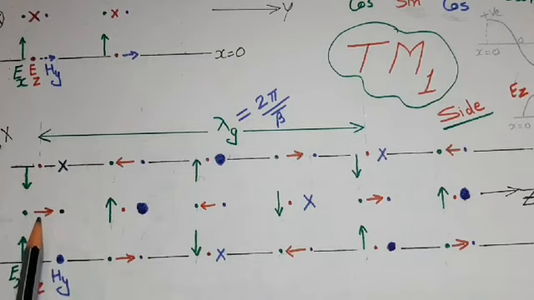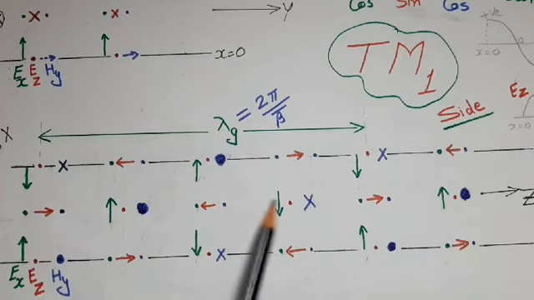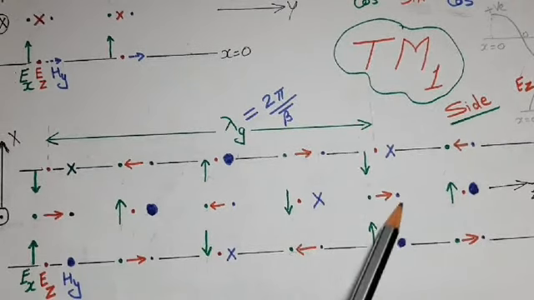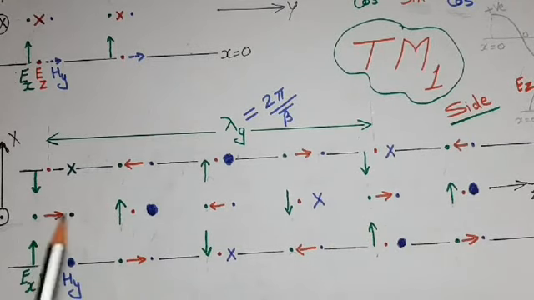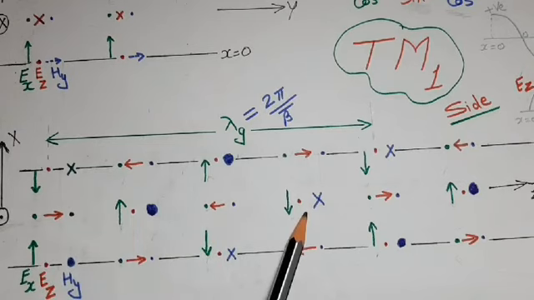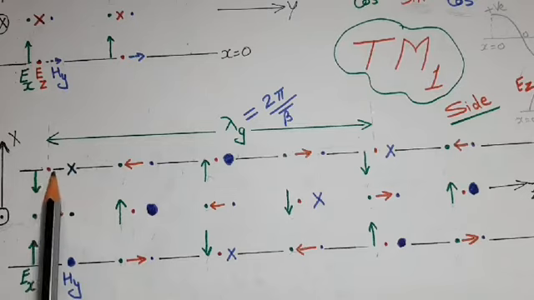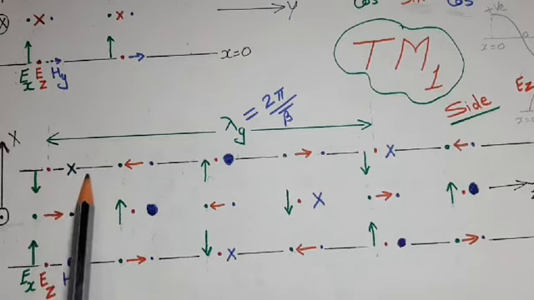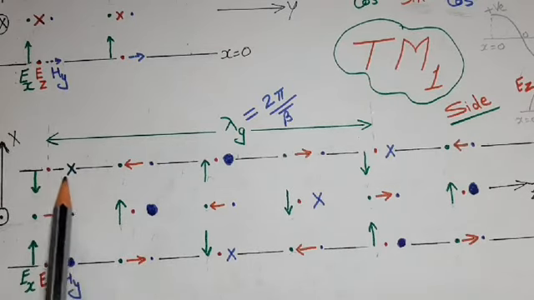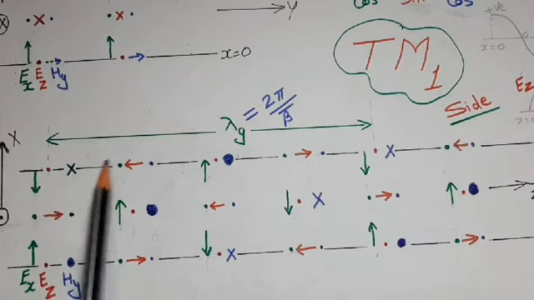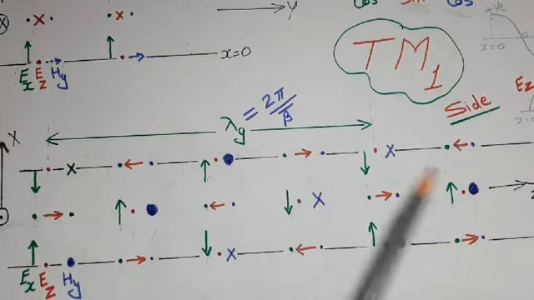Here 0, positive max, 0, negative max, 0, positive max. Here at x is equal to d by 2, it is positive max, so 0, negative max, 0, positive max, 0, and so on. Here at x is equal to d, it is 0, but after that negative maxima will come, then 0, then positive max, then 0, then negative max.